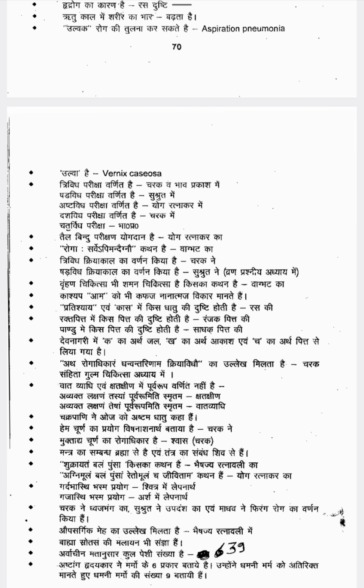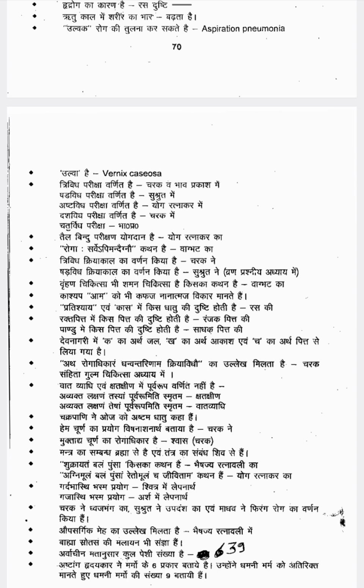Then Trivida Pariksha. Trivida Pariksha is mentioned by Charaka and Bhava Prakasha. Shadvida Pariksha is told by Sushruta. Ashtavida Pariksha is told by Yoga Ratnagara. And Dashavida Pariksha is told by Charaka. So Charaka has mentioned Dashavida Pariksha and Trivida Pariksha. Sushruta has mentioned Shadvida Pariksha. Ashtavida Pariksha is from Yoga Ratnagara.